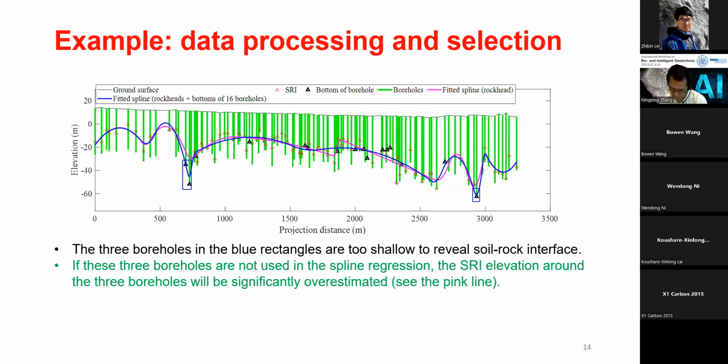But we still assume that the raw head elevation is located at the borehole bottom, because if these three boreholes are ignored, the predicted curve will lead to a significant overestimation of the rock head elevation, such as these pink lines. This pink line is the result without considering these three boreholes. So we still use these three boreholes in the spatial interpolations.